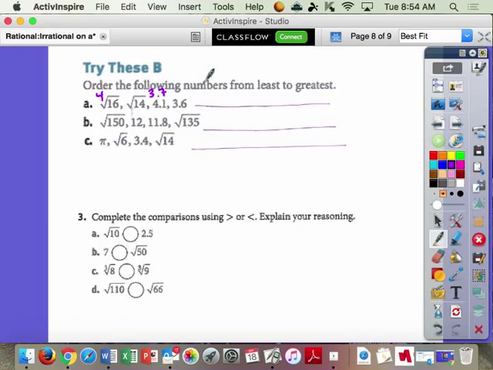Okay? So if you're looking from least to greatest, which one's the smallest? These two 3s, which one's smaller? 3 and 6/10, which one's the next smallest? Square root of 14, which one's the next smallest? That square root of 16, which is 4, and then 4.1. Okay? Do the same thing with B and then come back to me.